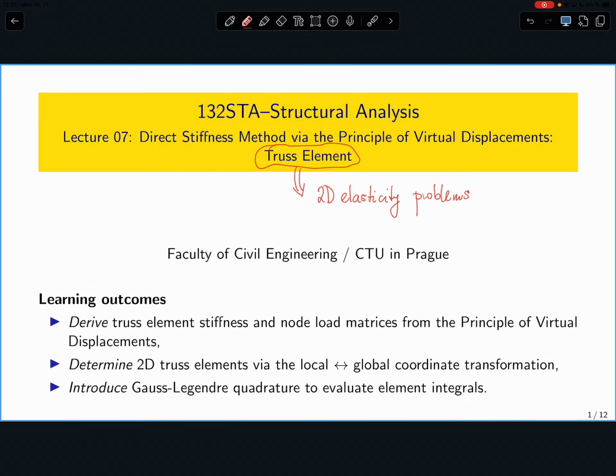Because one of the very structural or engineering interpretation of this direct stiffness method for 2D and 3D problems is that they try to map it to some equivalent truss structure and determine its properties.